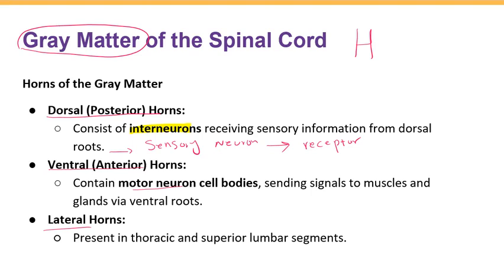And then last, we have the lateral horns present in thoracic and superior lumbar segments, which contain the motor neuron cell bodies of the autonomic nervous system. Okay, if you think this part was a little confusing or too much information, let's grab a piece of paper and draw the spinal cord transverse section with me.